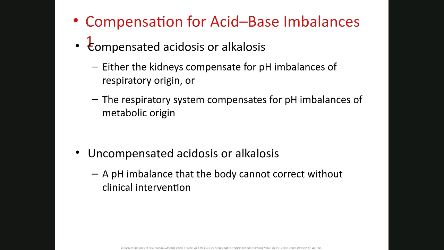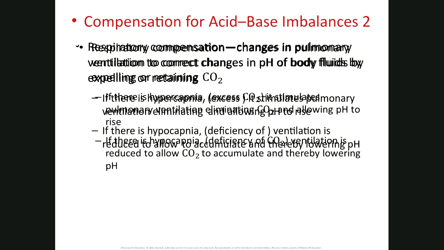Now, if the natural buffers of the body are not enough to bring us back to 7.35, 7.45, then we need to use other medical facilities or equipment to help us compensate and go back to the right level. If the body is able to do it by itself, then we call it compensated acidosis or alkalosis. If it needs other interventions, then we call it uncompensated acidosis and alkalosis.